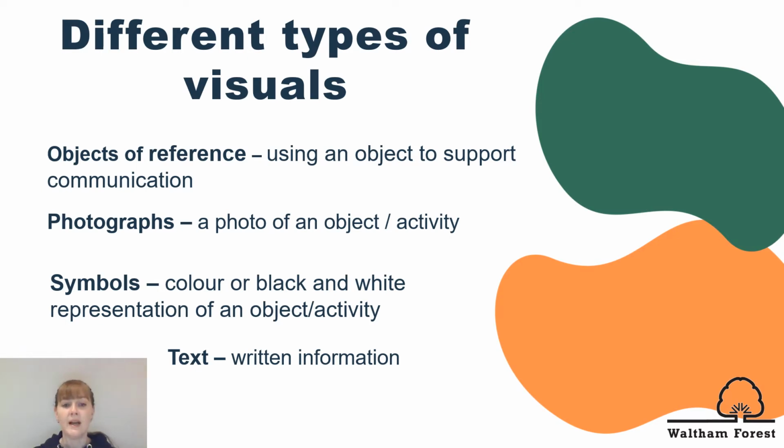Symbols. These could be black and white or colour, and they are a representation of an object or an activity. So effective use of a symbol requires a child to be able to recognise what the symbol represents. The level of a child's development may require photos before symbols, or using symbols and photos together at the same time. It's not always easy to jump straight into using symbols if a child doesn't have the recognition and the ability to understand representation.